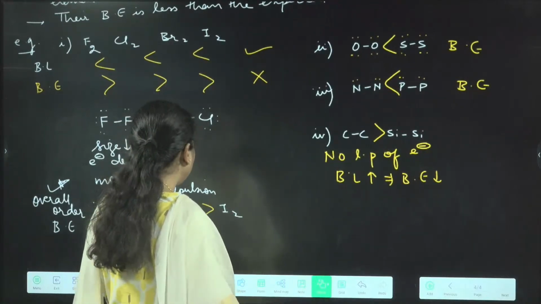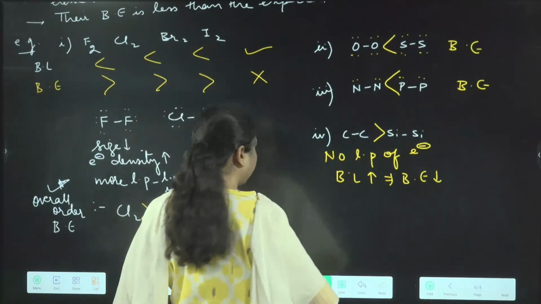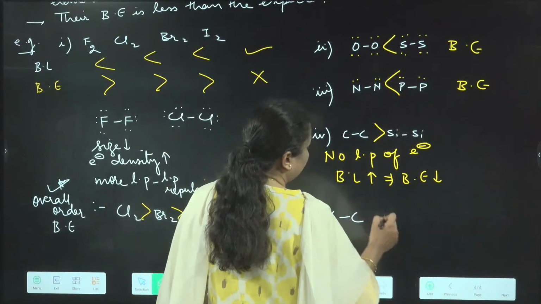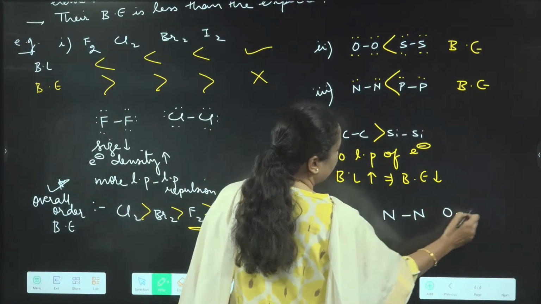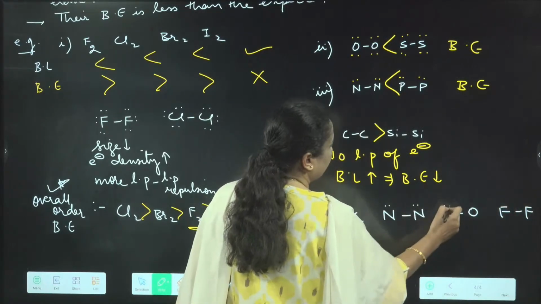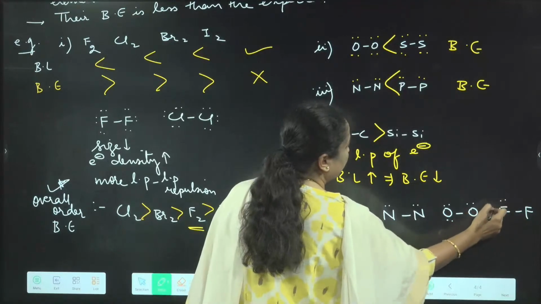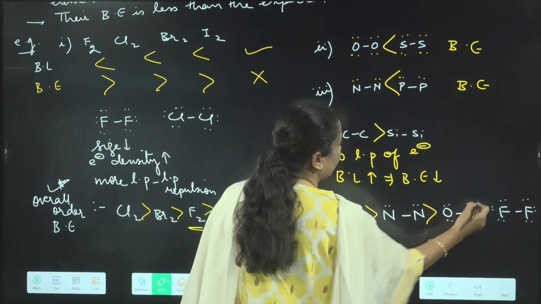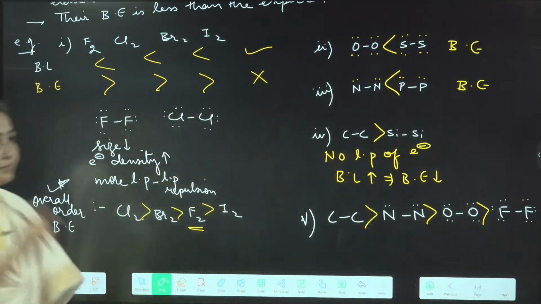In fact, if at all I would have written like this also, suppose I would have given you carbon, carbon, nitrogen, nitrogen, oxygen, oxygen, fluorine, fluorine. So here you are able to see more lone pair as they are increasing, more lone pair repulsion. So basically bond energy order would be like this. Getting it?